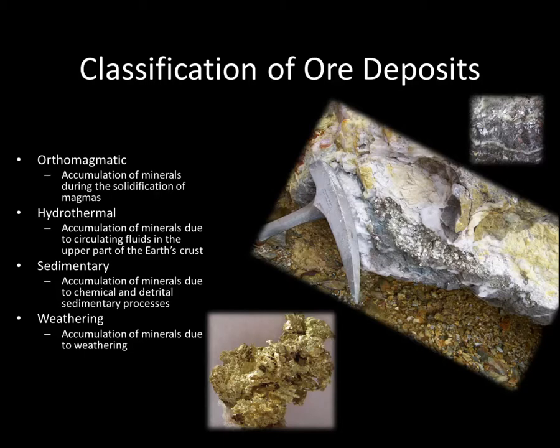Orthomagmatic ore deposits are those that form due to the accumulation of minerals during the solidification of magmas. Hydrothermal ore deposits are those that form due to the accumulation of minerals from circulating fluids in the upper part of the Earth's crust. Sedimentary ore deposits are those that form due to the accumulation of minerals due to chemical and detrital sedimentary processes. And finally, weathering-related ore deposits are those that form due to an accumulation of minerals due to weathering.